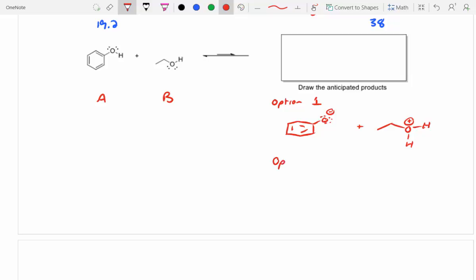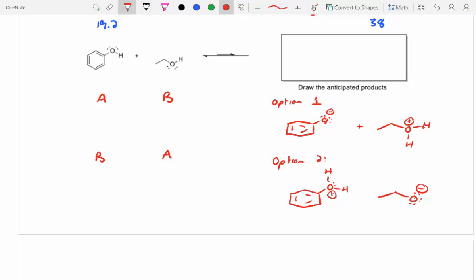All right, option two is the other one where this would be the base and that would be the acid, right? So we can compare both of those. If phenol is our base, our conjugate acid would look like this. And our acid would look something like this. Which do you think looks more reasonable, option one or option two? Option one.